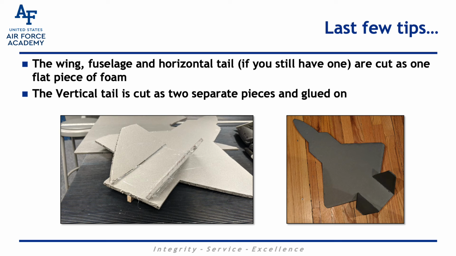Finally, this is what your final product is going to look like. The wing strakes fuselage will be one flat piece of foam. There'll be a balsa wood stick glued to the bottom, sort of act as a spine, as a stiffening device, and has some other features. But the vertical tails are going to be cut separately and then glued onto the top.